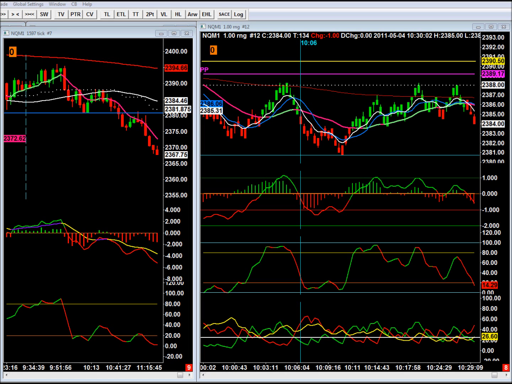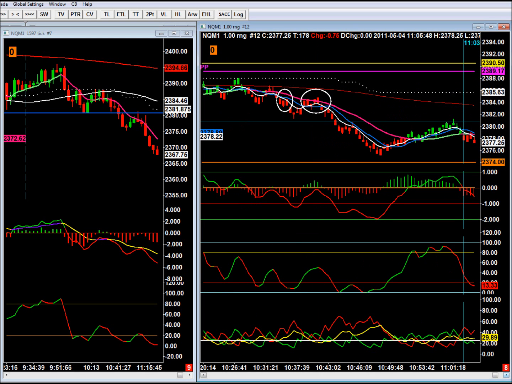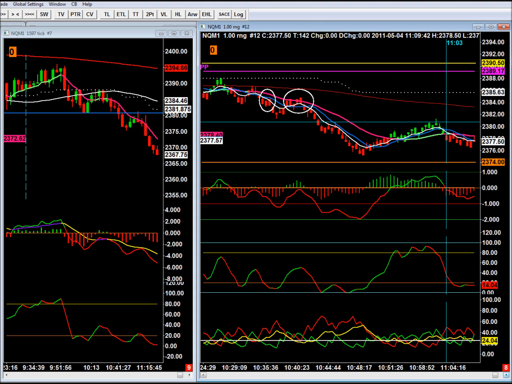So management will also be up to the individual on how you're going to exit, all at once or in stages, and of course it will depend on how many contracts you're trading.